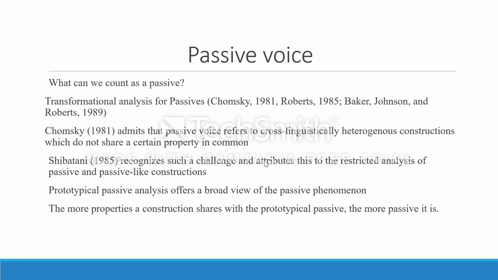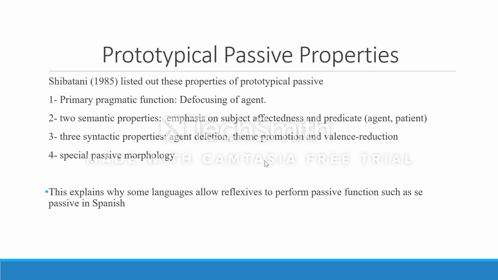He offers a broad analysis for the passive phenomenon, which is based on what he calls prototypical passive properties. These properties serve as a background on which we can measure passiveness of other constructions. The following four properties are proposed by Shibatani, 1985, for prototypical passive. So the ideal passive must contain all these properties. When a construction satisfies all these properties, it's considered an ideal passive. However, the fewer properties are present in a construction, the lower it is on the scale of passiveness.